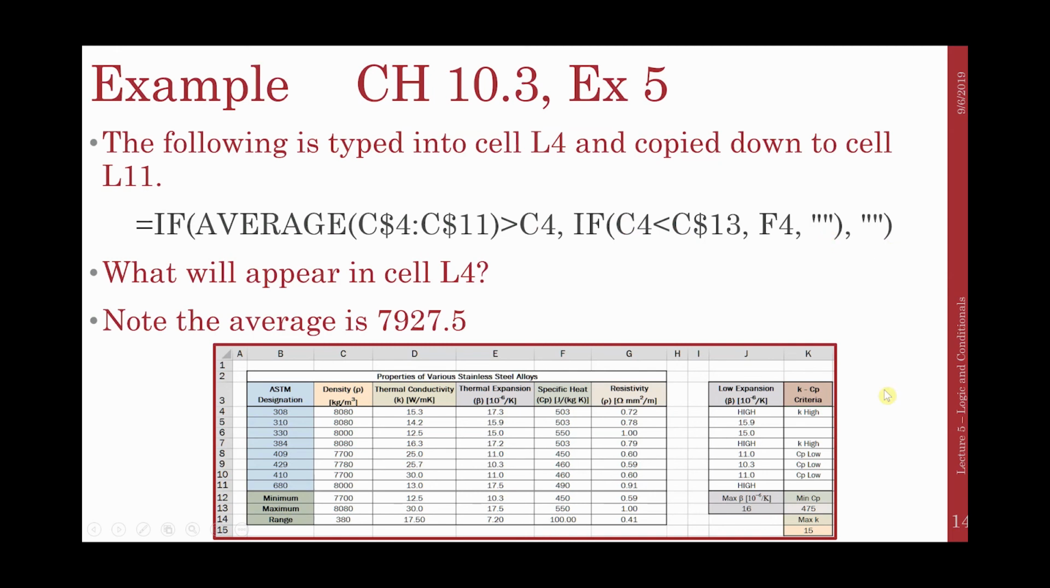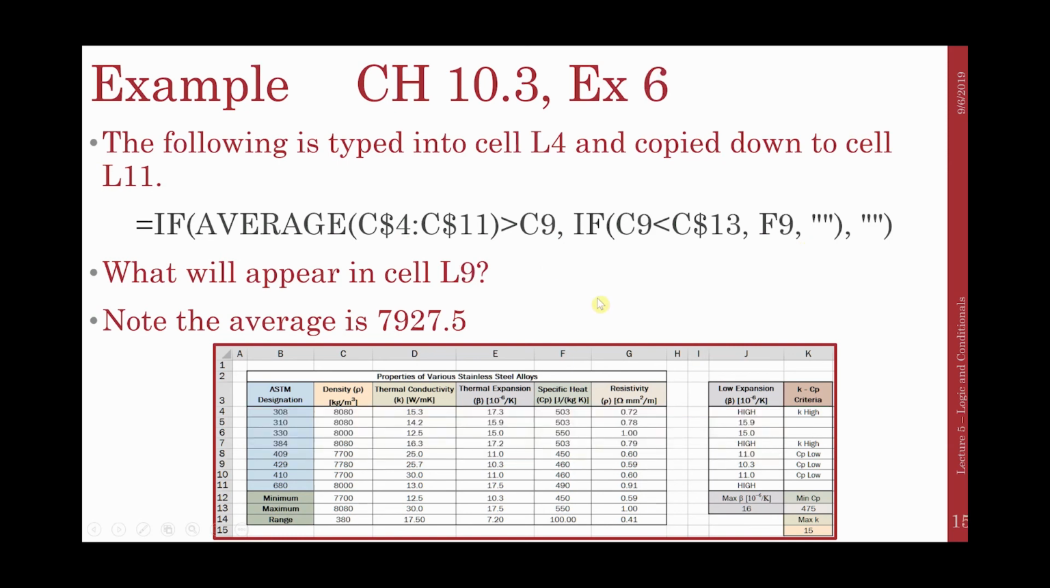So what will appear in cell L4, so we're right over here if this happens. We're working with values of C, so we're looking at our density. So the average density comes out to be 7,927.5. So my average is not greater than my value in C4. So it is going to fail the first logic and put in a blank.